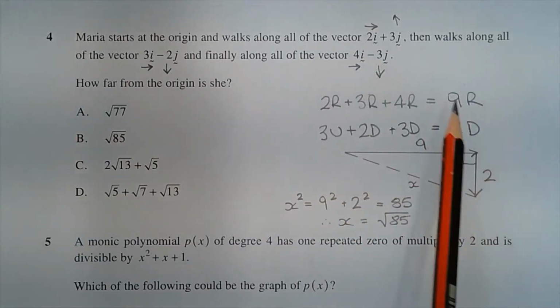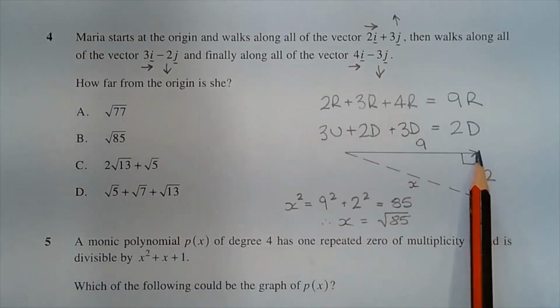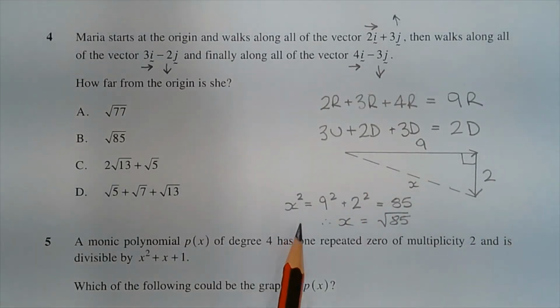Representing these two values on a right angle triangle, we have the two short sides, 9 units to the right and 2 units down, and applying Pythagoras' theorem, x squared is equal to 9 squared plus 2 squared, which equals 85, so therefore x equals the square root of 85. Hence the answer is option B.